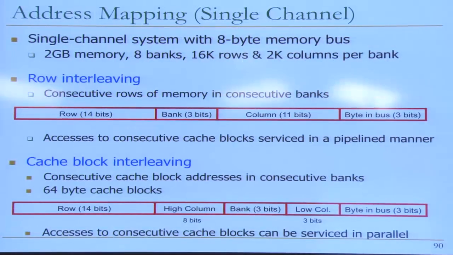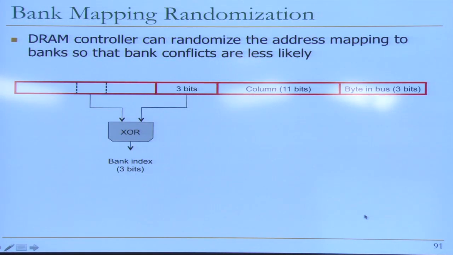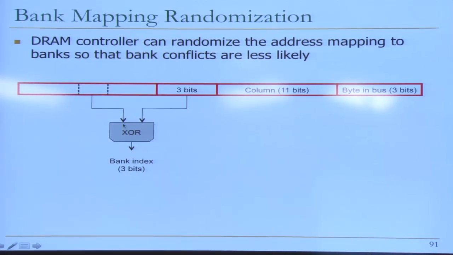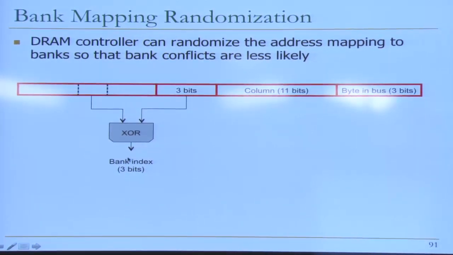So bank conflicts are important, especially if you have 8 banks. Right? 8 actually is a relatively small number. So many memory controllers try to randomize the address mapping to banks such that bank conflicts are less likely. What the memory controller usually does is use something like this. Basically, instead of selecting bits directly from the physical address, they use a hash function to form the bank index. And this is one of the simplest hash functions you can imagine. Basically, you select these bits and XOR them with some other higher order bits over here.